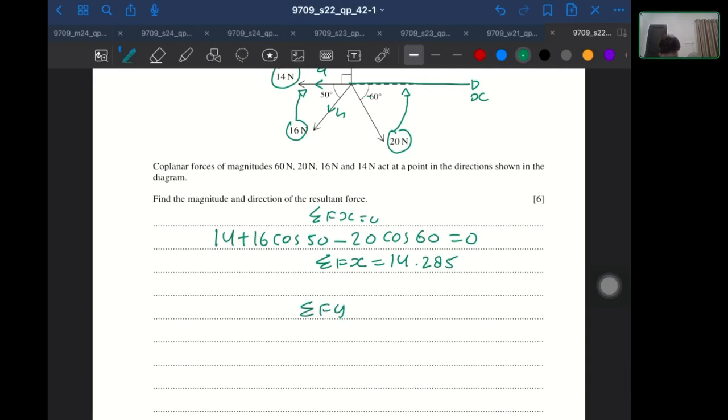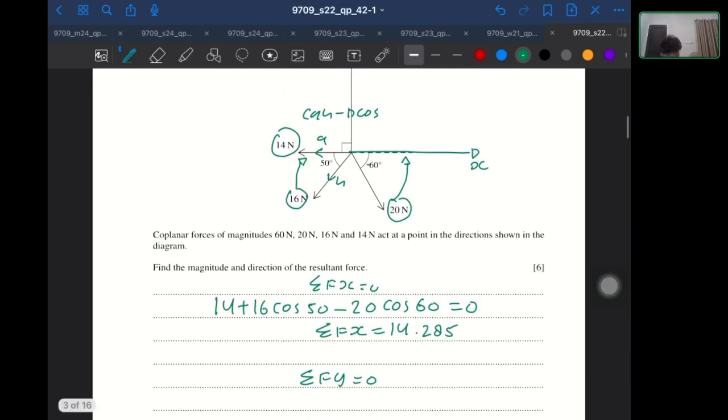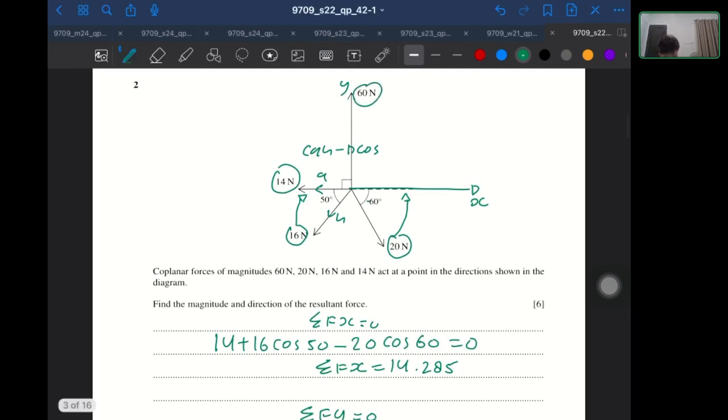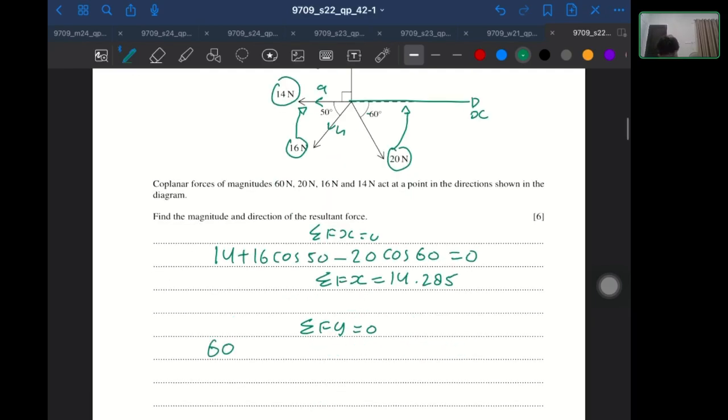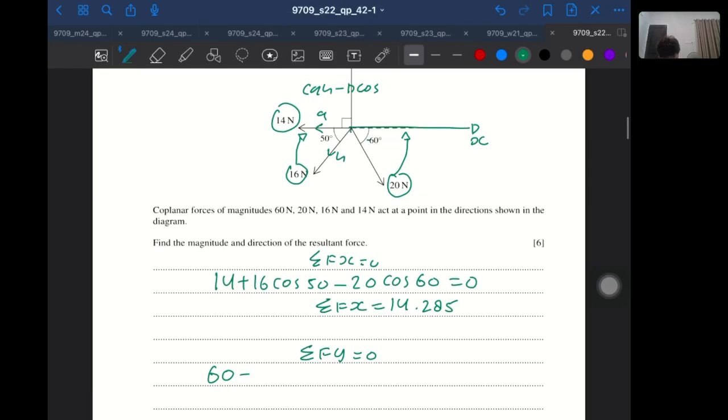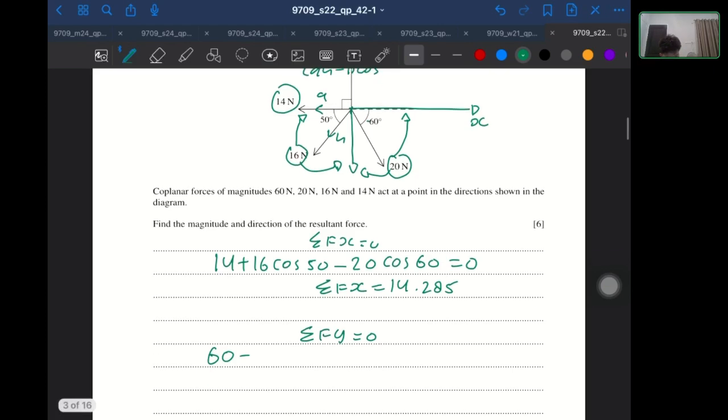Now, let's search for the ΣFy. So for the ΣFy, we can actually see we have the 60 Newton here, so we can write 60 first. And now, the 16 Newton and the 20 Newton will both go in this direction. So we will be having 60 minus 16 sine 50 minus 20 sine 60. So we can get the value of ΣFy by inputting also in the calculator. 60 minus 16 sine 50 minus 20 sine 60.